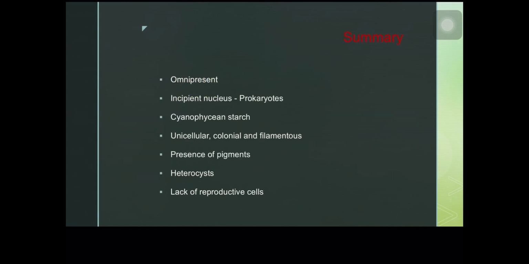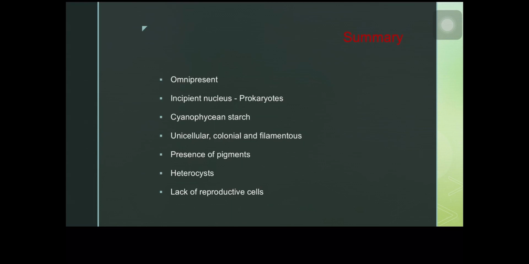Summarizing, today's class is about the cyanobacteria. These are the first group of organisms that released oxygen into the atmosphere, and they have the ability to fix carbon dioxide and nitrogen. They are prokaryotic in nature. The photosynthetic product is stored in the form of cyanophycean starch, and the important pigments include the chlorophylls and phycocyanin. The thallus organization may be unicellular, colonial or filamentous.